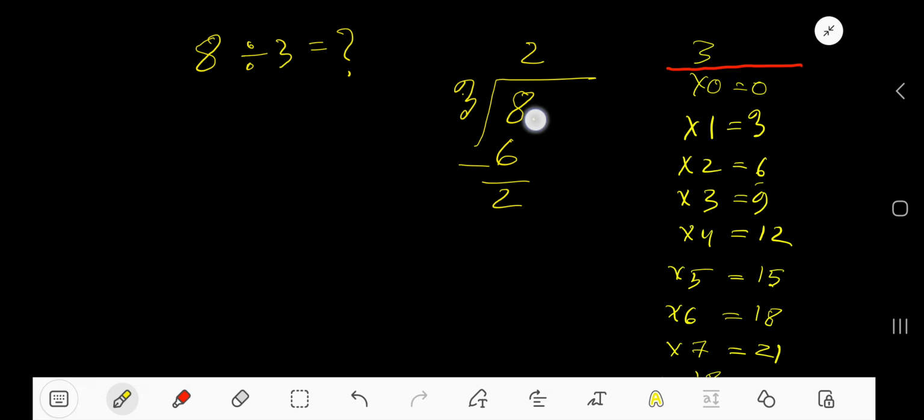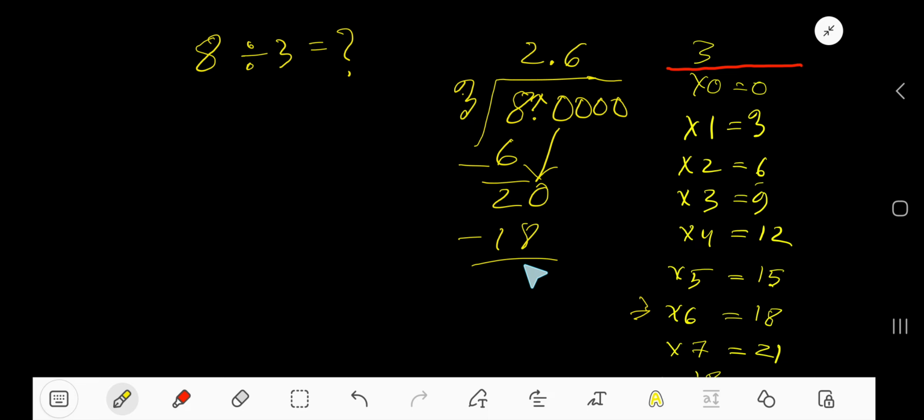If you want to write your answer in decimal form, then convert this whole number into a decimal number, taking a decimal and then adding 0. Bring down the first 0. Before the 0 there is a decimal. The decimal must come to the quotient directly. 3 goes into 20 how many times? 7 times is 21, which is greater, so 6 times. 6 times 3 is 18. Subtract, 2, bring down this 0.